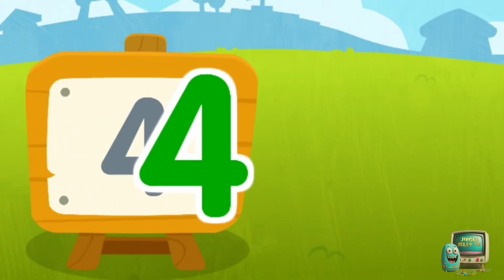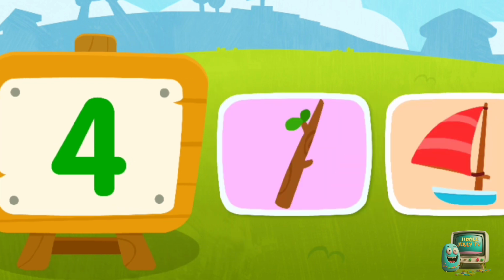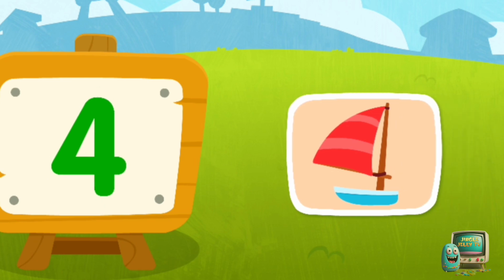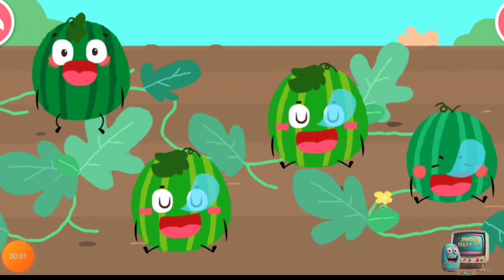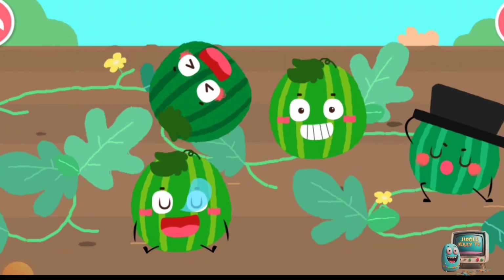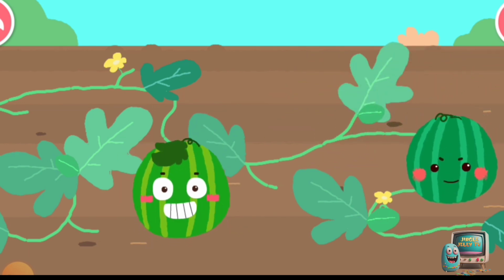This is our number 4. So, can you tell me any similar object like number 4? Yes, it's the yacht over there. Very good. Well done. How many watermelons can you see in the picture? 1, 2, 3 and 4.